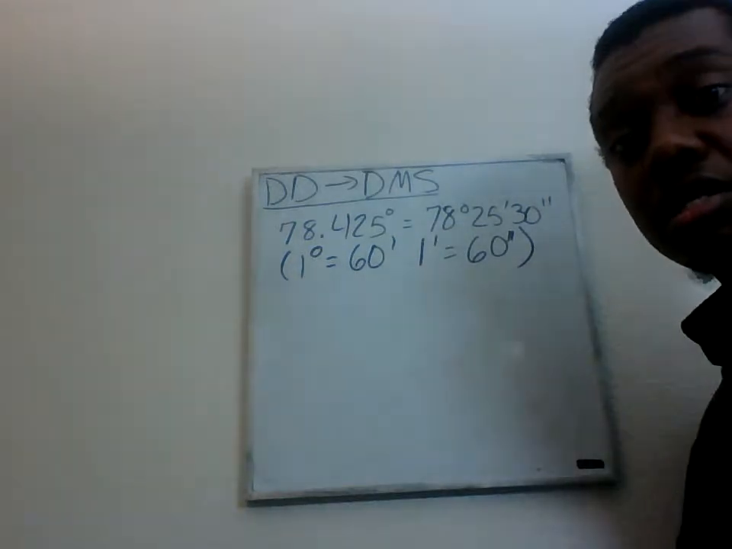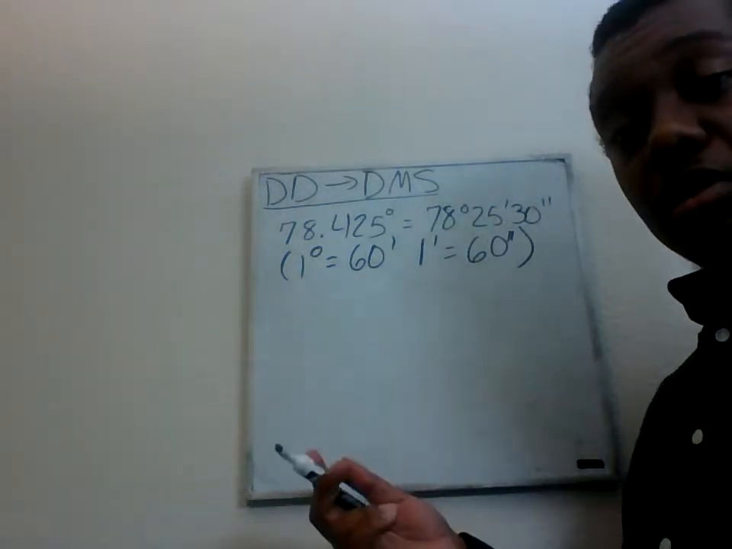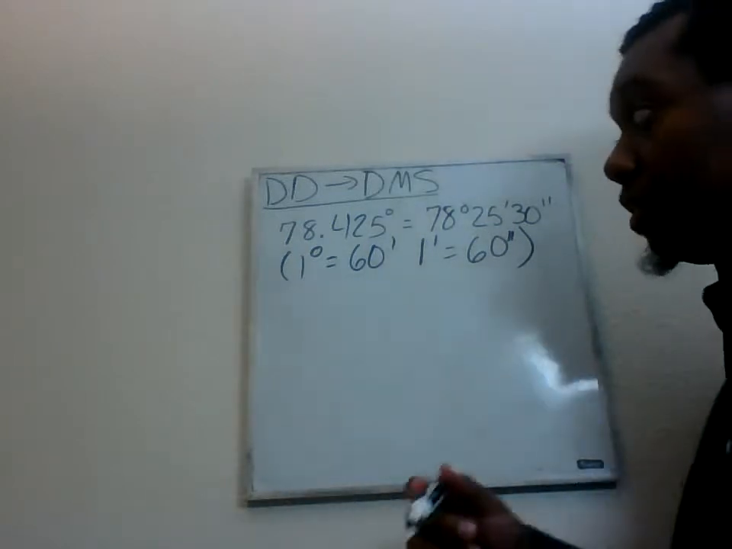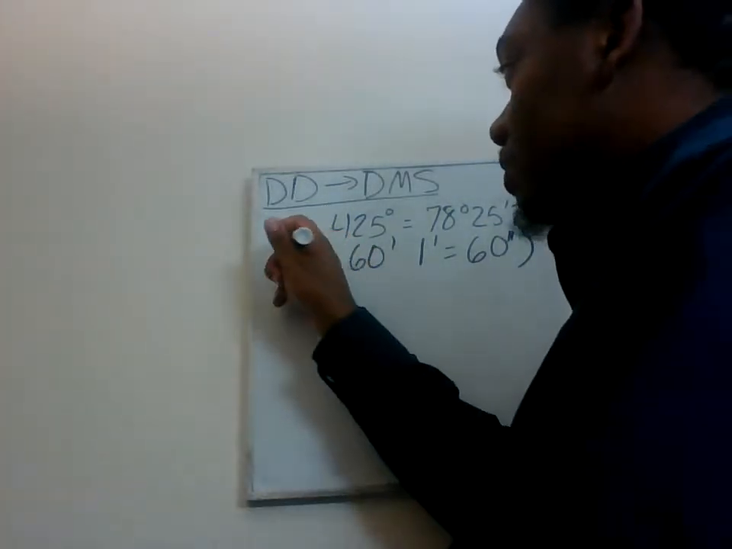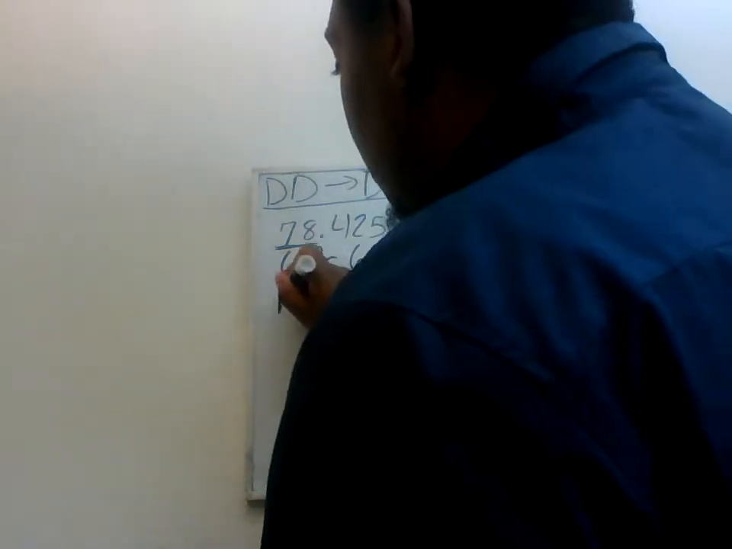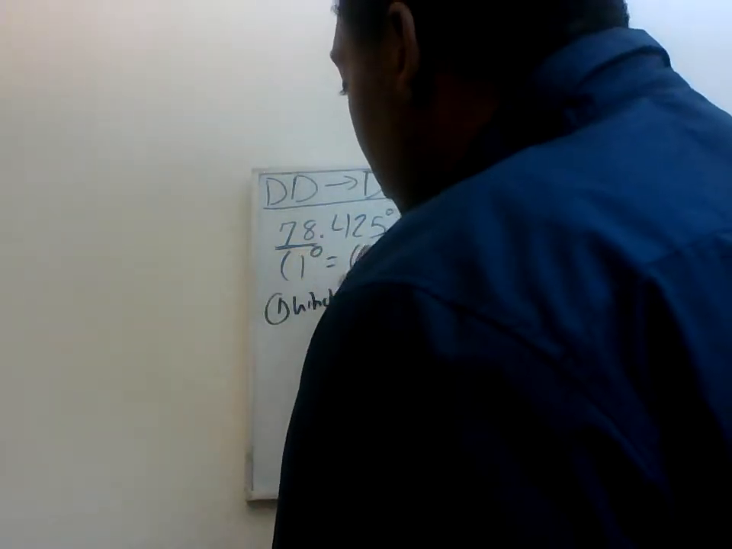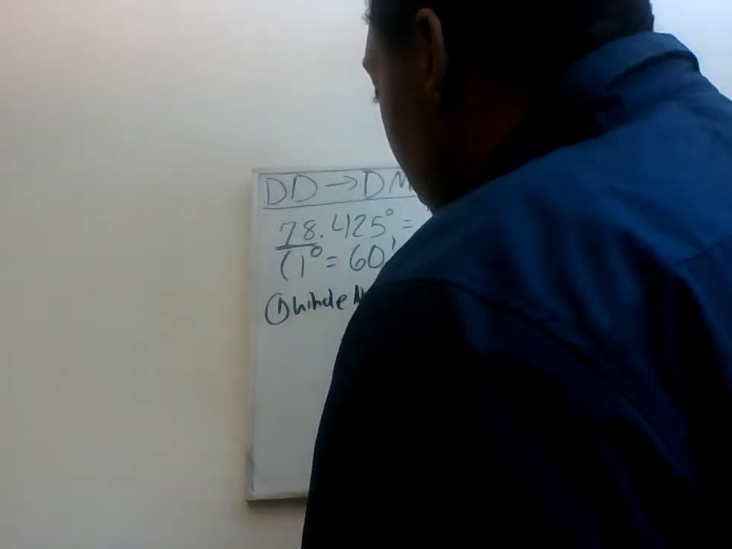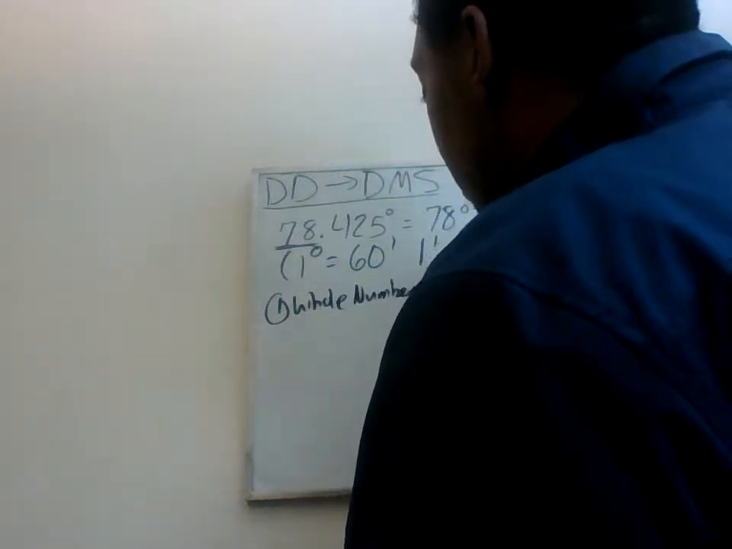So it makes sense that the whole number part of our decimal degrees would also be our number of degrees. And that's actually how you start this off. When you're doing decimal degrees to degrees, minutes, seconds, you first understand what your whole number is, and you make that your degrees. So step 1: whole number is degrees.